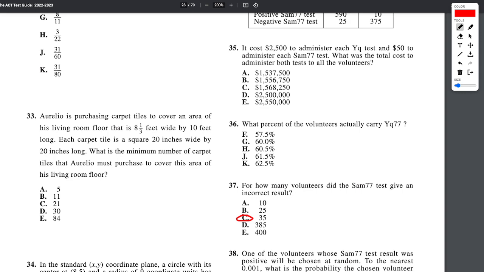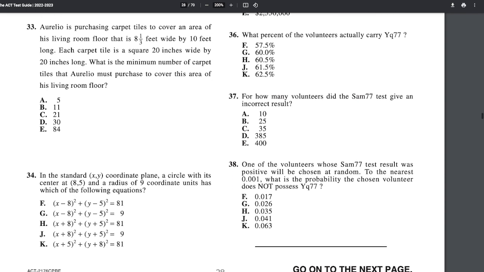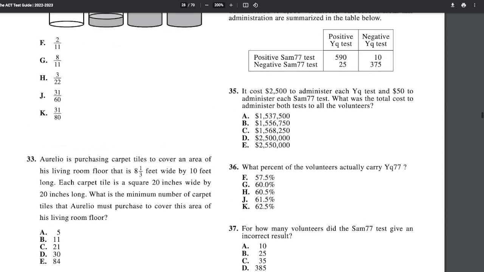Okay. 38. One of the volunteers whose SAM77 test result was positive will be chosen at random. To the nearest 0.001, what is the probability the chosen volunteer does not possess the gene? Okay. So SAM77 says it's positive, but they don't actually have the gene. Alright.